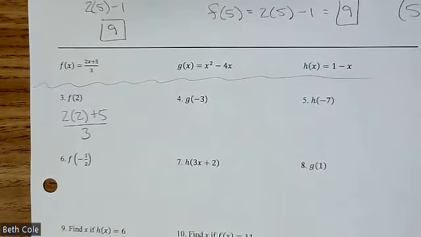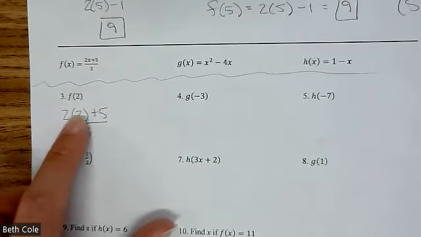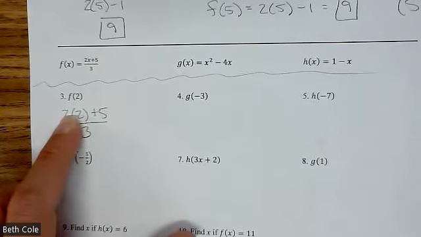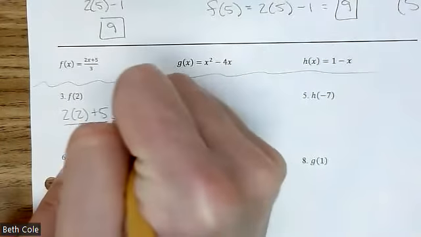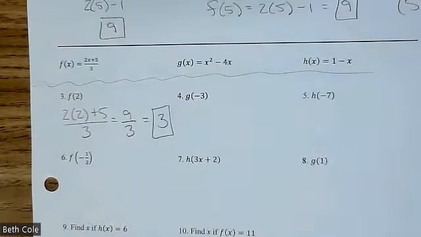Again, I realize in a testing situation, you would just type that into Desmos, but let's talk our way through it because I believe in you. What is 2 times 2? 4 plus 5 is 9 divided by 3 is 3. So your answer is 3. You just plugged in 2. You just have to plug into the correct function.